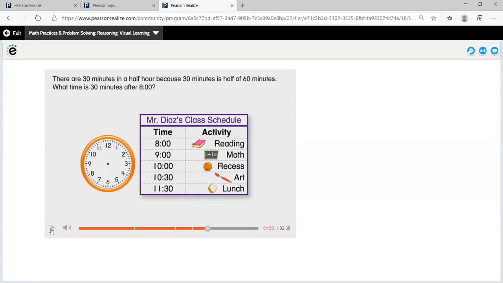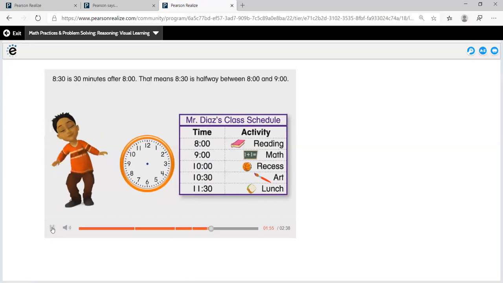Halfway around the clock. What time is 30 minutes after 8 o'clock? Eight thirty is 30 minutes after 8 o'clock. That means 8:30 is halfway between 8 o'clock and 9 o'clock. And we can see that our clock shows 8:30. Remember, when the minute hand is on the 6, we say something 30.